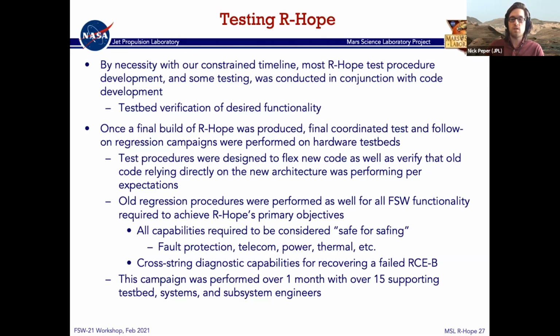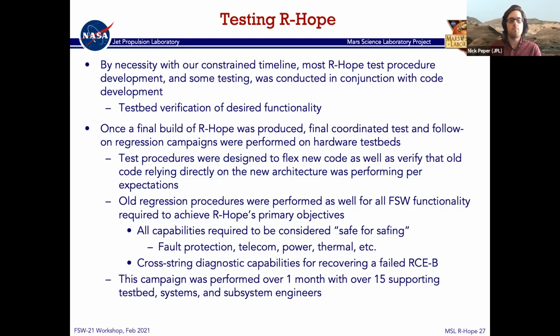First was designing new test procedures to flex our new code directly, as well as some old code that lived directly on top of that new code and that dealt with the interfaces, as well as leveraging some of our old regression procedures that have been designed for previous flight software transitions to test, again, that macro functionality: safing, fault protection, telecom, power, thermal, those big subsystems that didn't actually change with this flight software, as well as some more spot-specific things that our RHOPE needed to do, in particular, being able to poke at the prime RCE that's broken with some cross-link diagnostics. In that full test campaign, the new procedures, as well as the old ones, took about a month with as many test bed engineers as we could supply, which is about 15 people. Next slide, please.